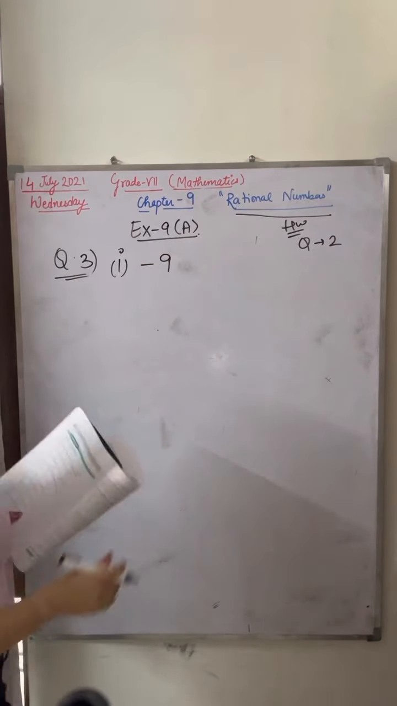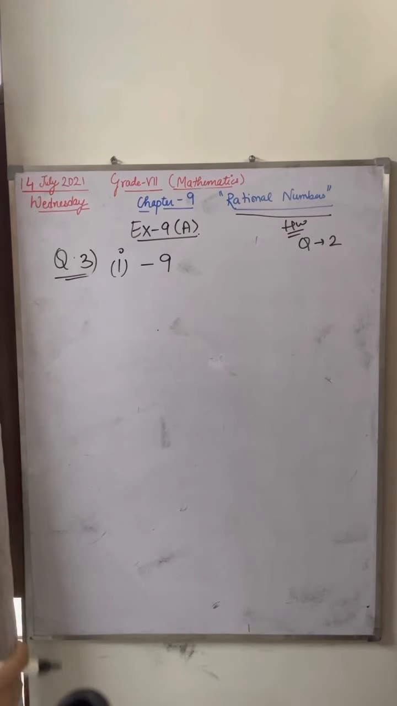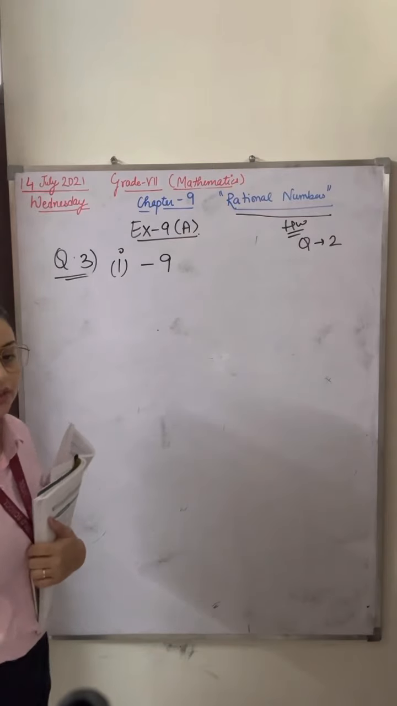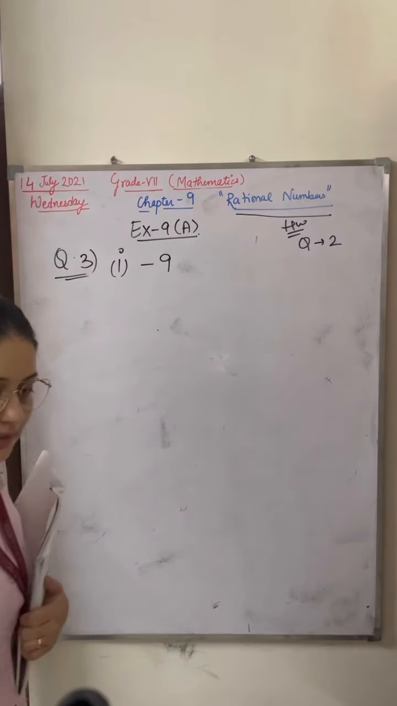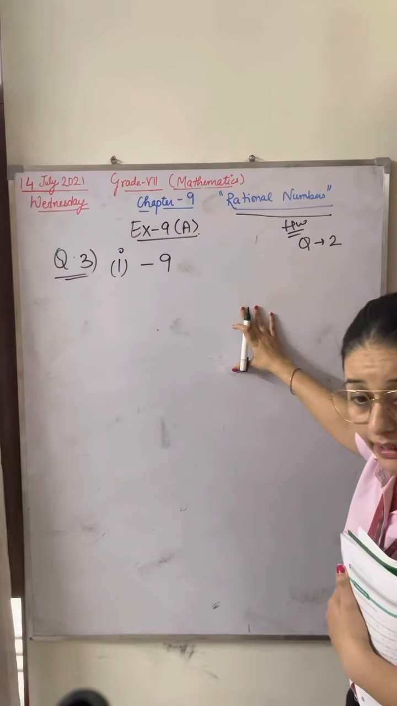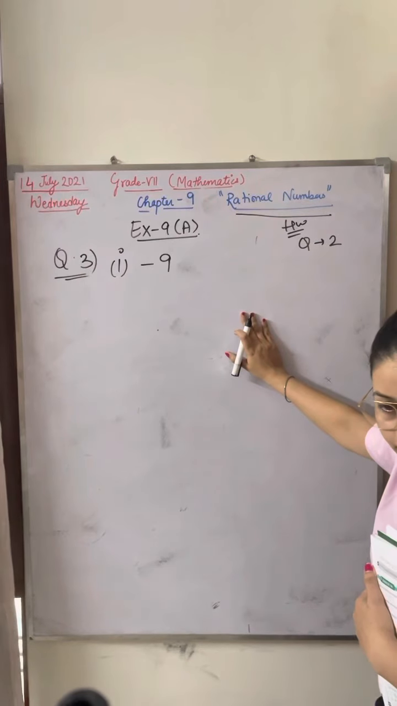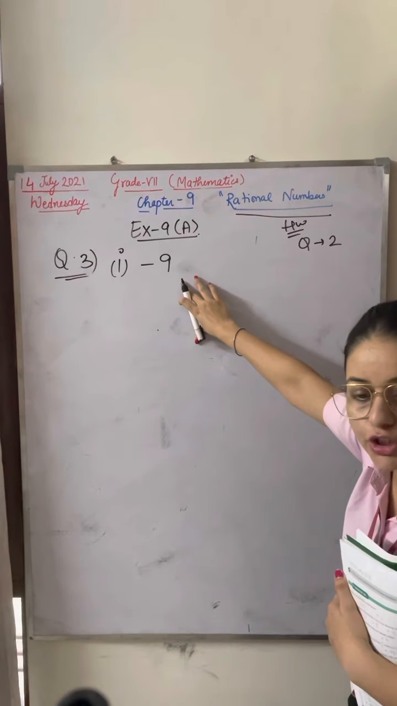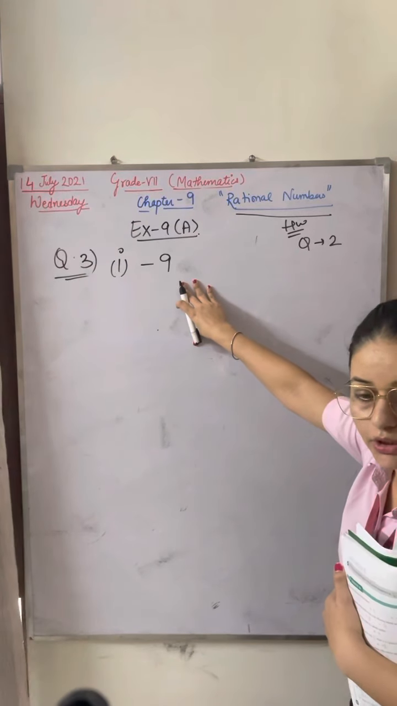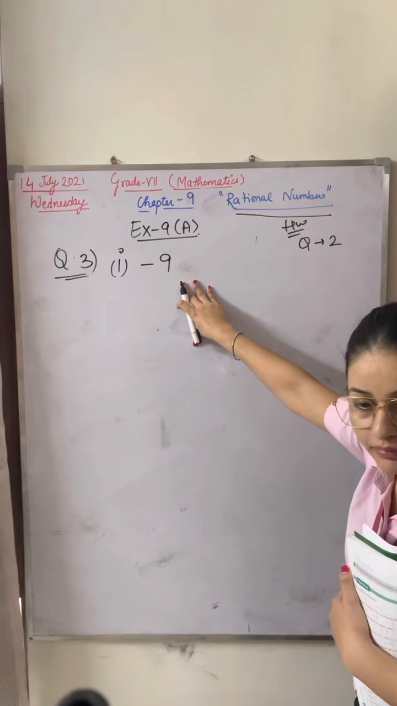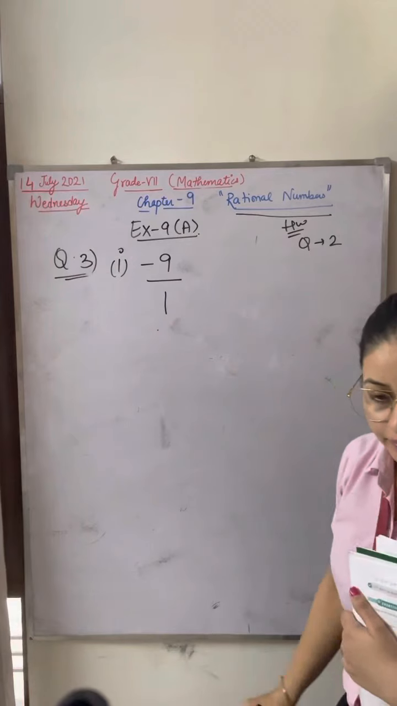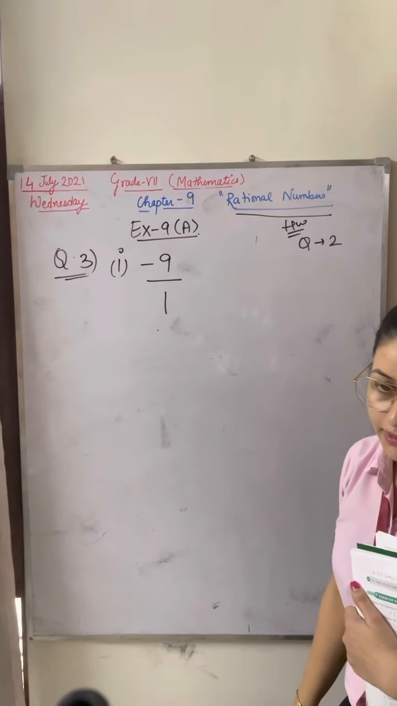The first part is -9. Now please tell me how we can express this as a rational number. They are saying to express it in the form of a rational number. This is given in simple digit form. How can we express it as a rational number? You have to divide by which number? Very good, excellent. You have to divide by 1.